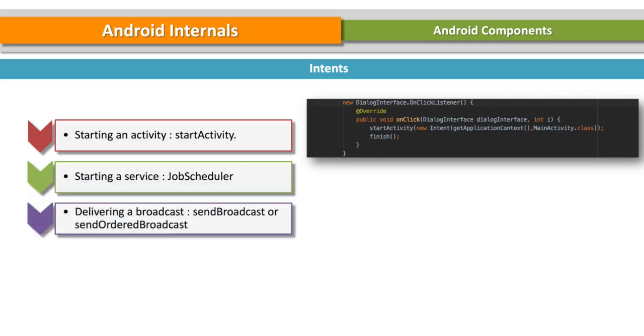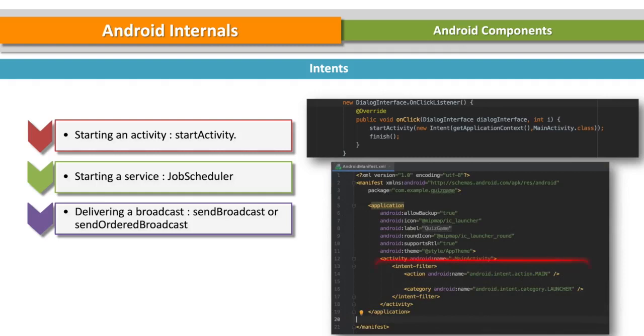Delivering a broadcast. A broadcast is a message that any app can receive. The system delivers broadcasts for system events, including system boot and charging initialization. You can deliver a broadcast to other apps just by passing an intent to send broadcast or send ordered broadcast. Now, an intent filter is an expression in Android manifest files that'll specify the type of intents the component would like to receive. For instance, by declaring an intent filter for an activity, you make it possible for other apps to directly start your activity with a certain kind of intent.